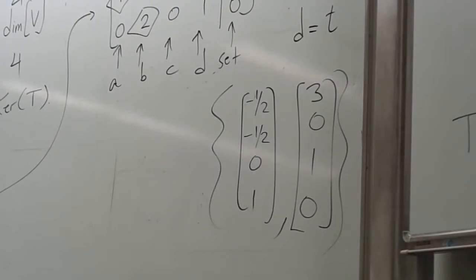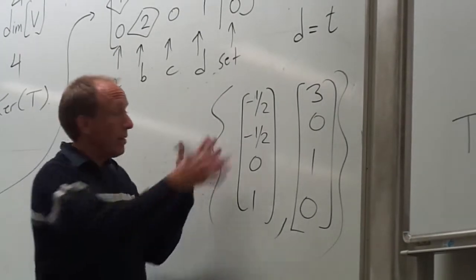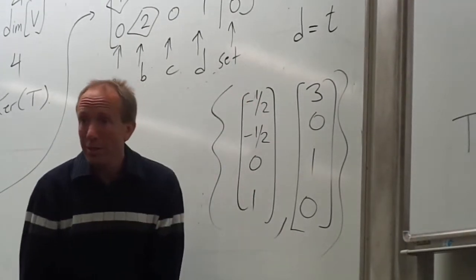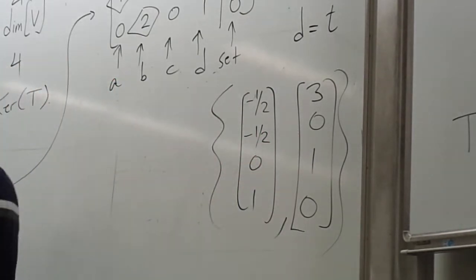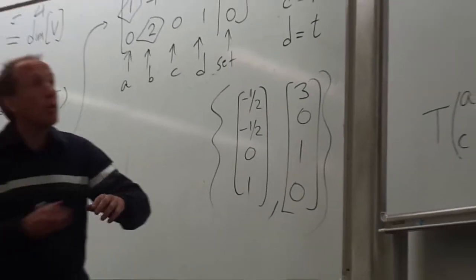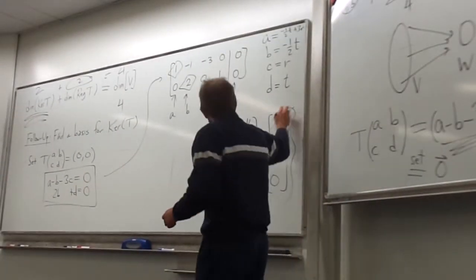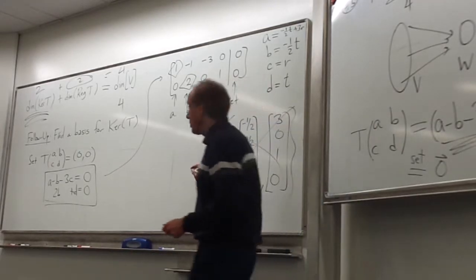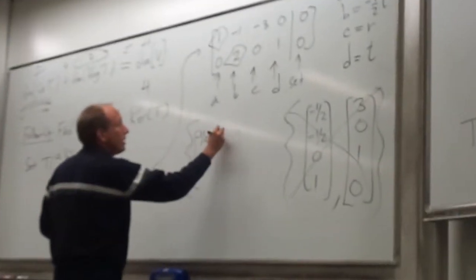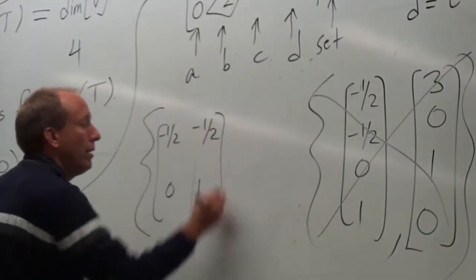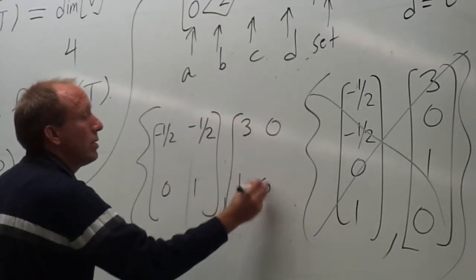So there's a problem here, and a lot of people make this mistake. They write all their vectors as column vectors. The kernel of T, but remember the kernel of T is a subspace of V. So it should look like 2 by 2 matrices. So I don't want to write it this way. The way I want to write it so that it looks like an answer that makes sense is -1/2, -1/2, 0, 1, comma, 3, 0, 1, 0.